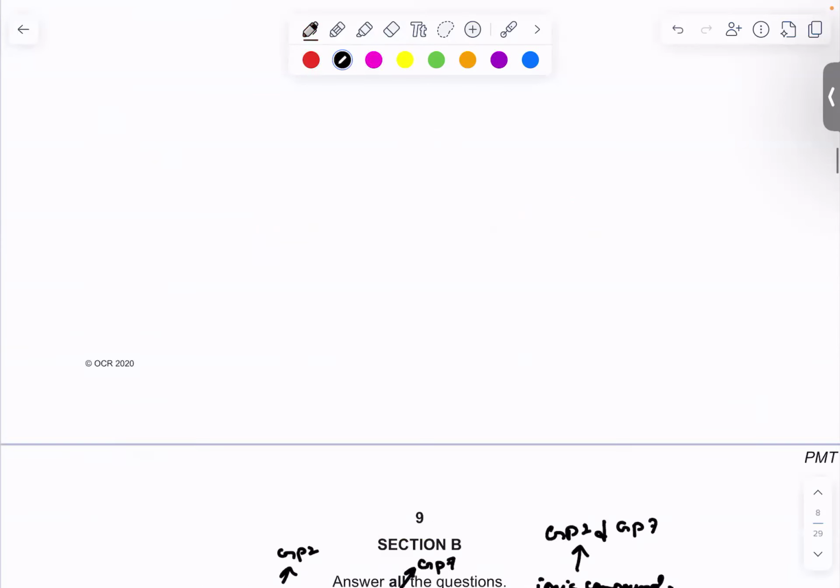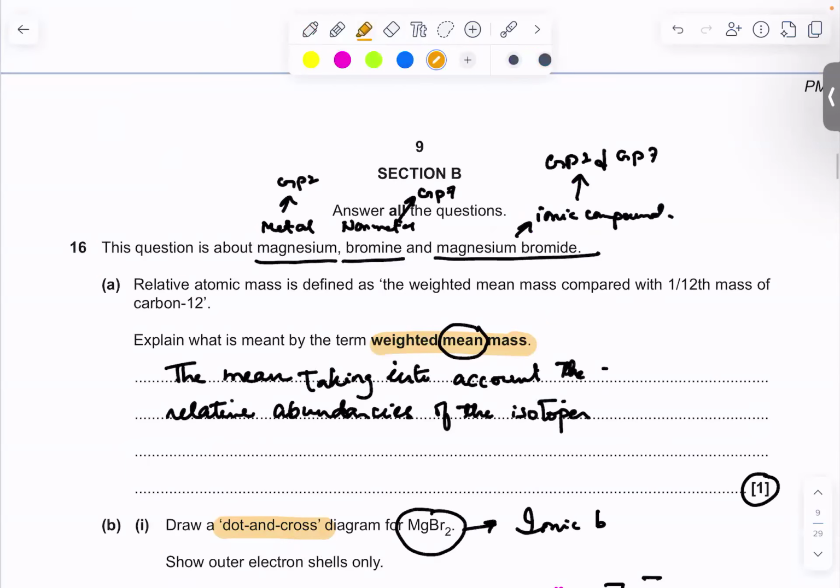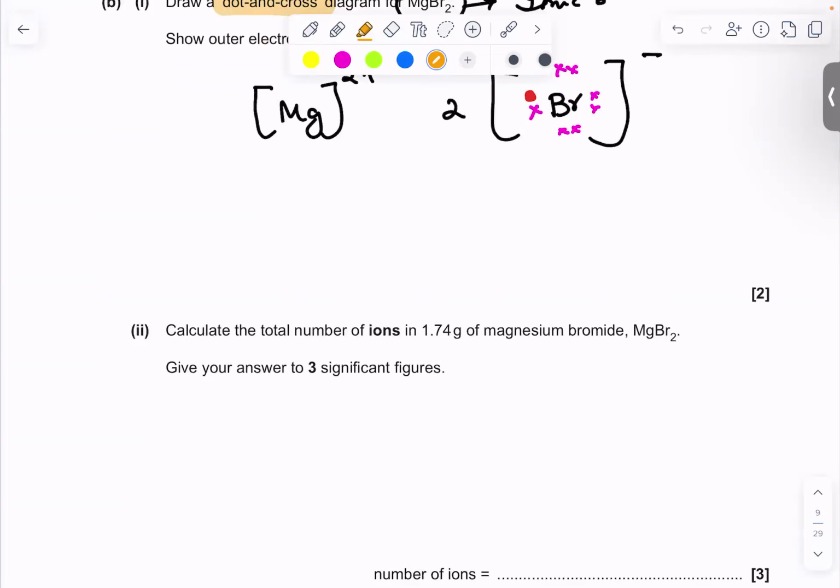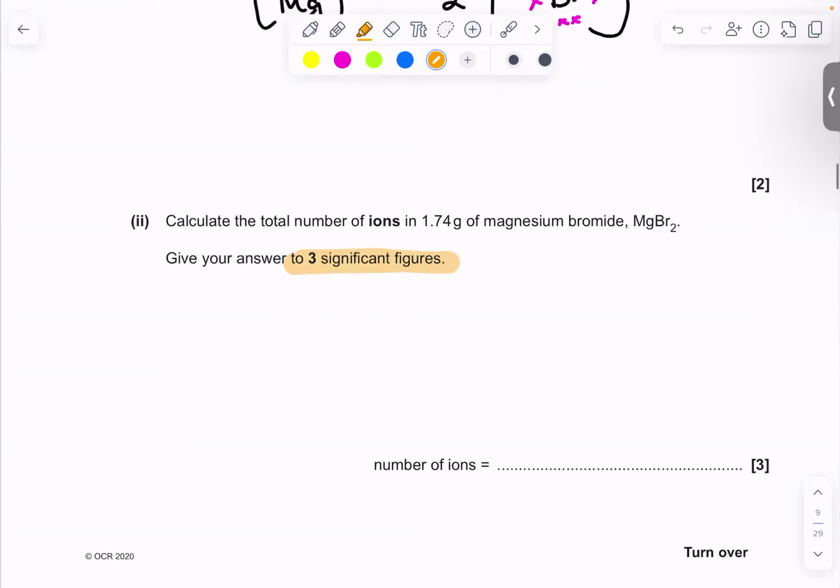I have already written ionic bonding here. All right, next question. Calculate the total number of ions in 1.74 grams of magnesium bromide. Give your answer to three significant figures, because it's very easy. Can you do it? I'll do that. 1.74. I need my calculator.